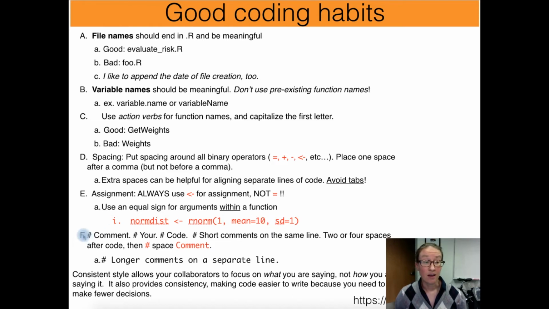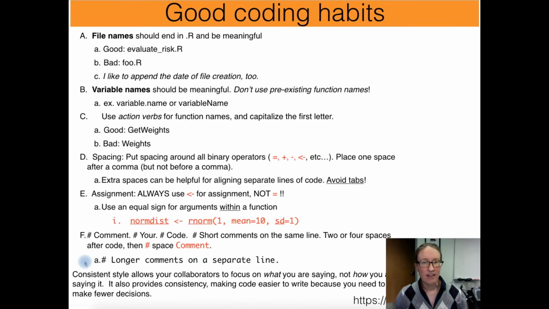Next up, comment your code. You can put shorter comments on the same line as some of your code. Usually you want to put 2 to 4 spaces after the code and then hashtag space comment. That's fine. Or put longer comments on a separate line. You've seen us put in a lot of comments in our examples so far, and you need to include comments also. It's just like keeping good notes in your lab notebook. Good commenting habits make it a lot easier to go back and find things in your code later on.